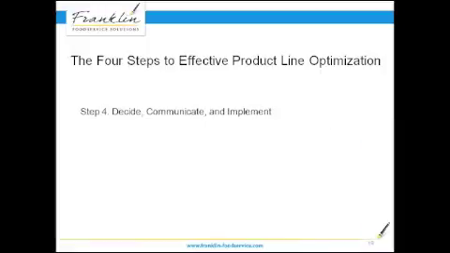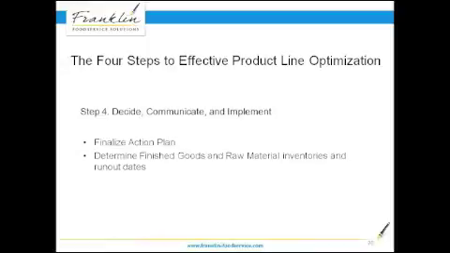And then finally, make the decision, communicate, and implement. So you finalize that action plan, and it doesn't have to be pick one. It ends up usually being some sort of a hybrid between the various scenarios that you put together. And then once you've decided what products you're going to make a move on, you determine the finished goods and raw material inventories and run out dates. And again, we've got a template to do that.